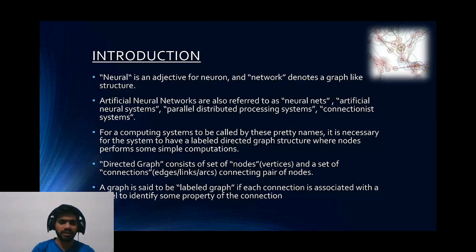A directed graph consists of a set of nodes and a set of connections connecting pairs of nodes. A graph is said to be a labeled graph if each connection is associated with a label to identify some property of the connection.